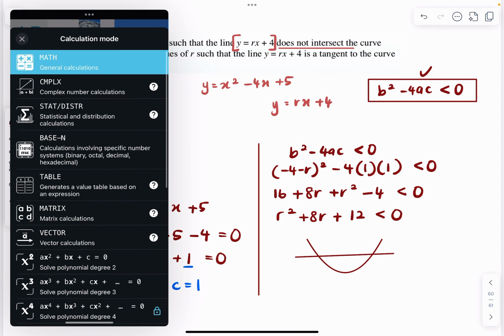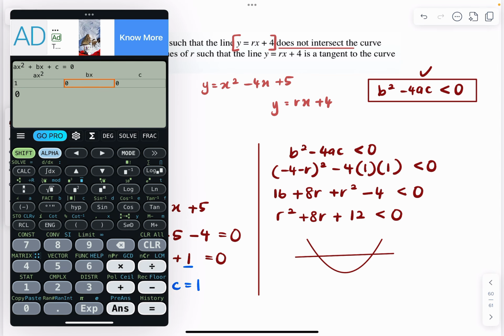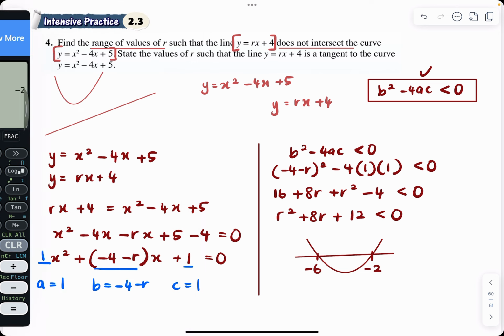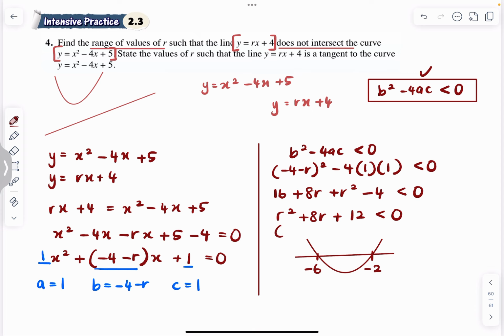Okay, so let's factorize this. A is 1, B is 8, C is 12. So r is negative 6 and r is negative 2. Right. So to show your working, you must put them in brackets. This will be r plus 6, r plus 2. Alright, now we have to shade. Since this is less than 0, this is our 0, less than 0 we must shade here. If they say more than 0, our graph exists here and here, therefore we must shade here and here.